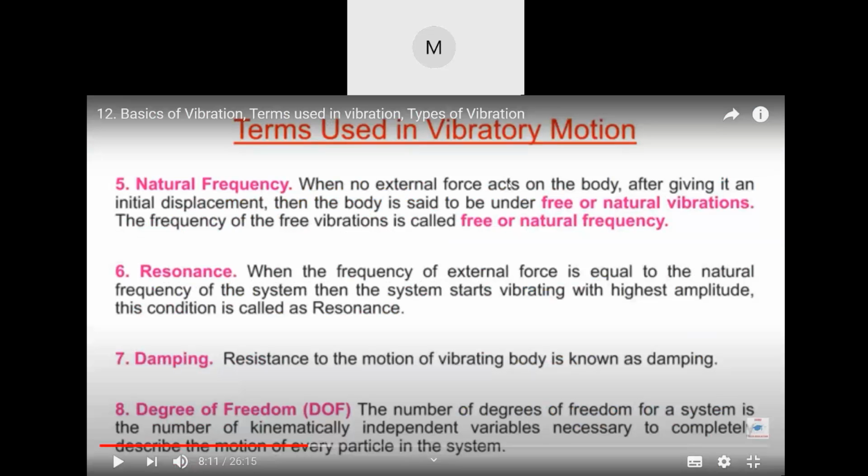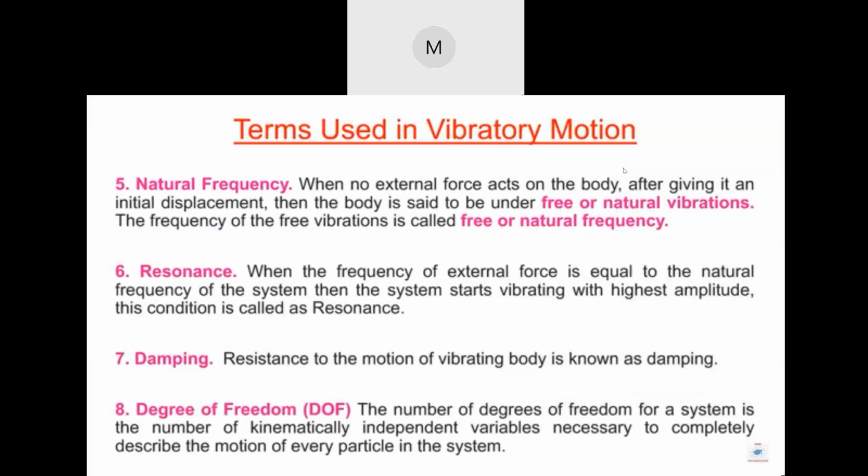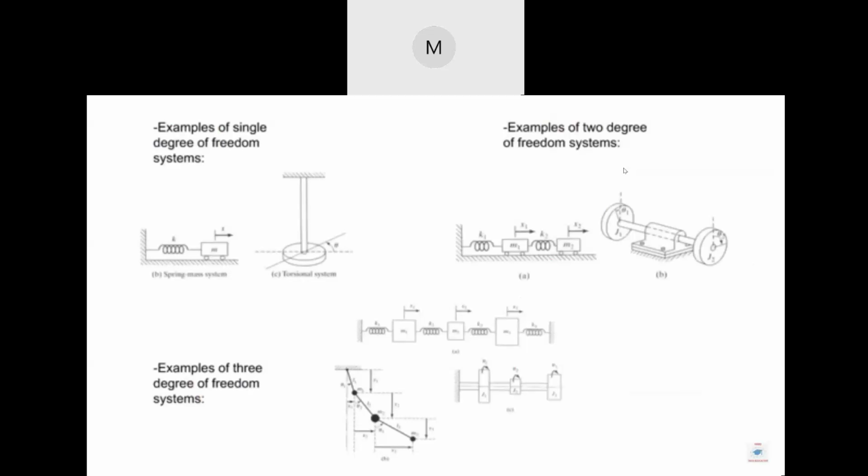So that we can derive one equation based on these degrees of freedom, and we can solve to find the displacement, velocity, or acceleration. That is the amplitude terms of vibration. Now, there may be single degree of freedom systems, 2 degree of freedom systems, or 3 degree of freedom systems in the environment.